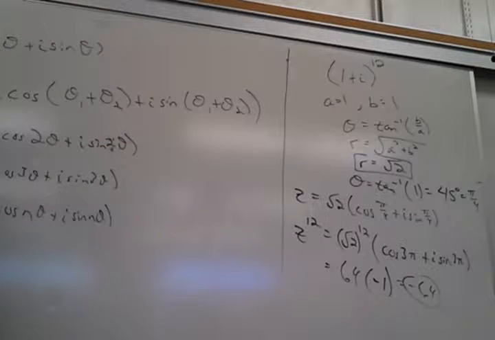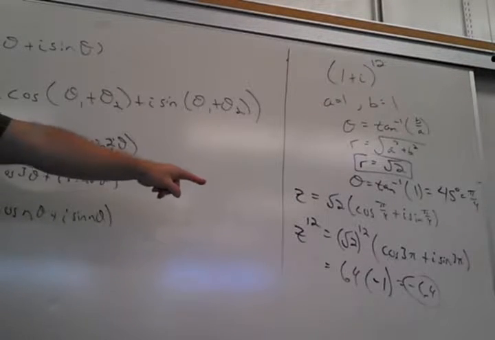So now this is going to be interesting, because this is the part we're going to talk about today. What is the 12th root? So there's 12 12th roots of negative 64.